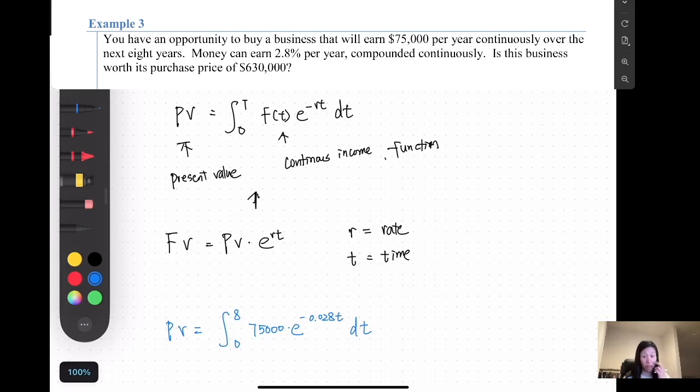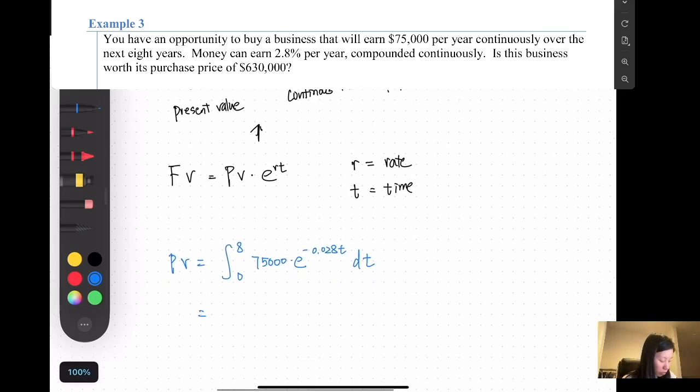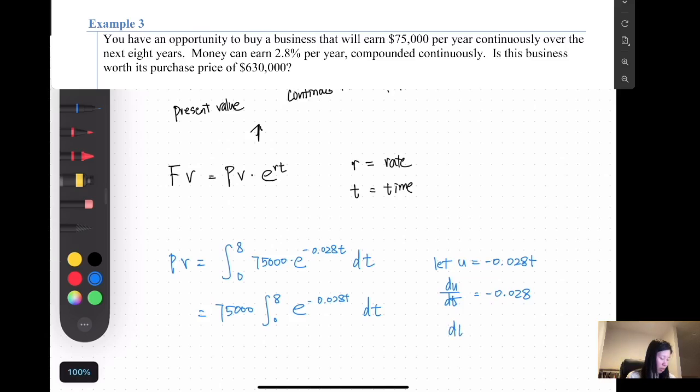All right, so the first step is you need to integrate this function. I pull out the coefficient, the integral from 0 to 8 of e to the negative 0.028t dt. You can use u substitution, which means I let u equal negative 0.028t. So the derivative of u with respect to t equals negative 0.028. So our dt is equal to du over negative 0.028.